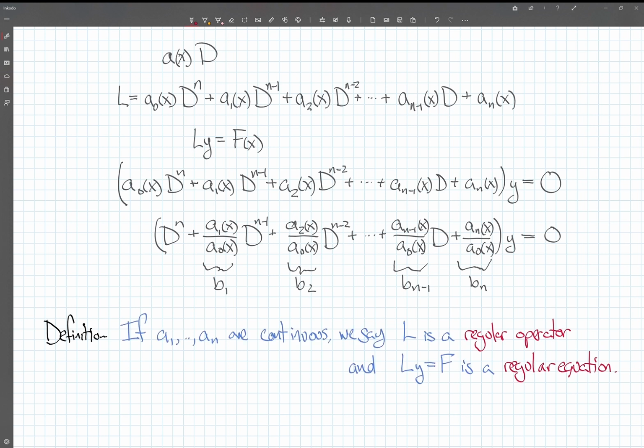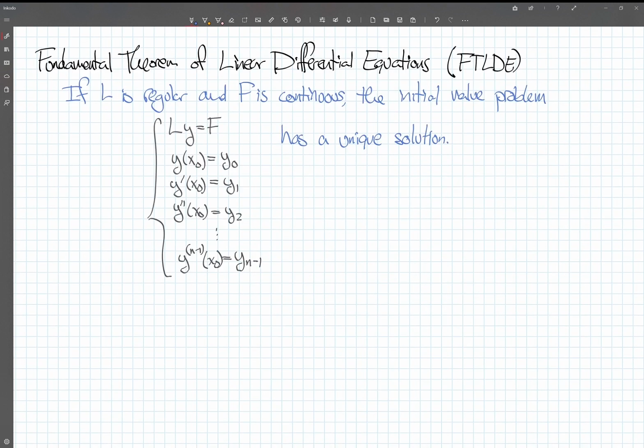The nice thing about regular equations is that we can solve them. So that's the following theorem, which is known as the fundamental theorem of linear differential equations. This theorem says that if you have a regular equation with a continuous right-hand side, then the initial value problem that you get by assuming that y solves the equation and also telling me at a particular point x_0 what all the values of the derivatives are up through order n minus 1.